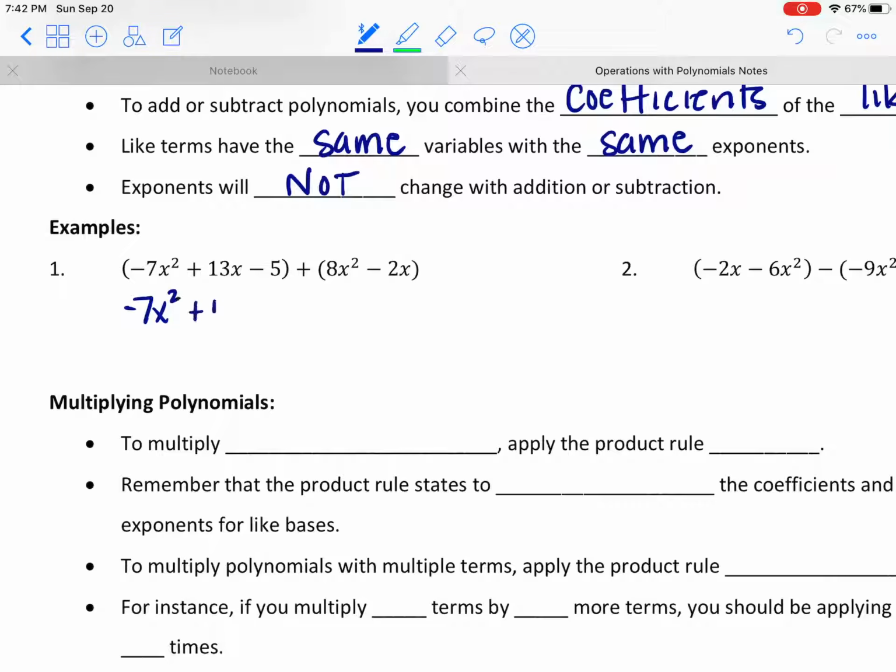So I'm going to go ahead and rewrite all of these terms without the parentheses, just so we see that these are the same. So the positive 8x squared minus 2x, all these terms can come out of the parentheses. Okay, so we're going to combine like terms.